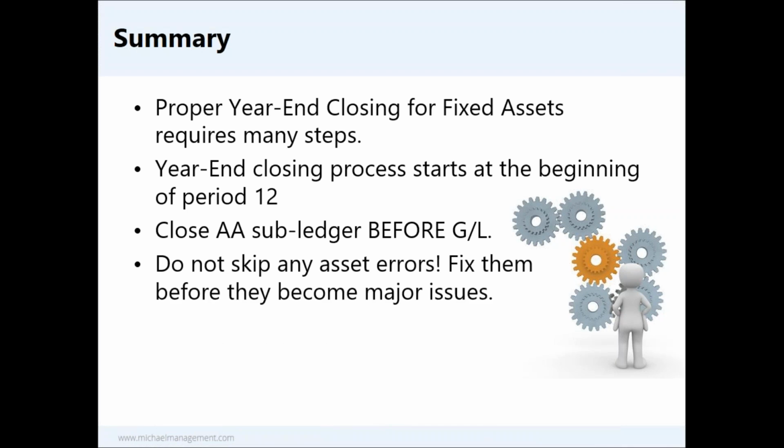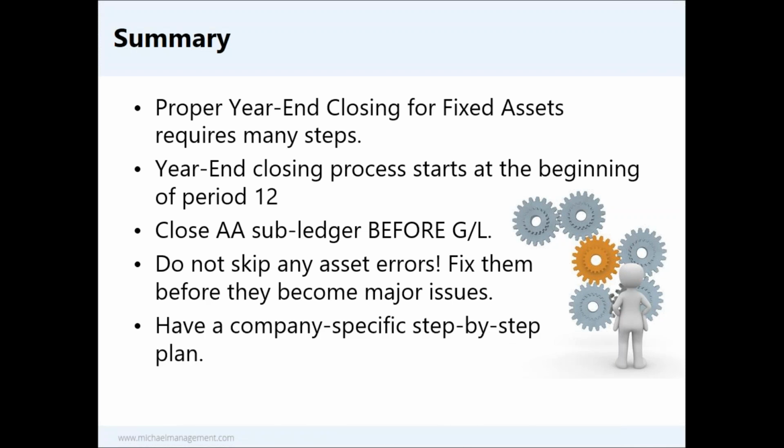And if you do see any asset errors on your test runs or the final update runs, don't skip them. You need to fix these errors before they become major issues. If you see an error now, it's easy to fix. You can address it now. You have the time to do that. If you wait until next year, it becomes very costly, very labor intensive. And of course, have a company specific step-by-step plan. Don't just take our generic year-end closing guide and think that's the perfect guide for you. No, you need to create a company specific version of this.